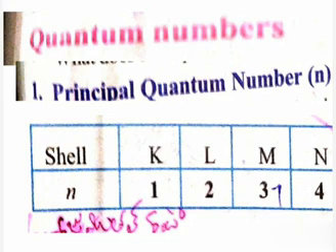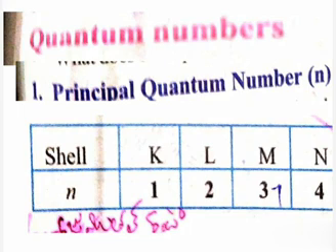Next, n equals 1, 2, 3, 4 are often represented by the letters K, L, M, N, and so on. For each n value there is one main shell.